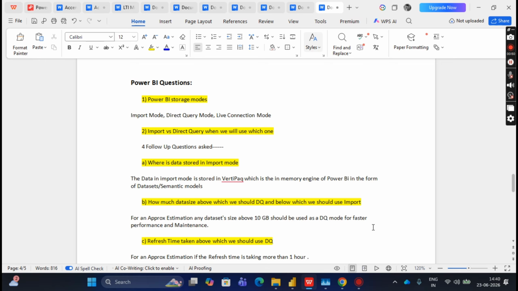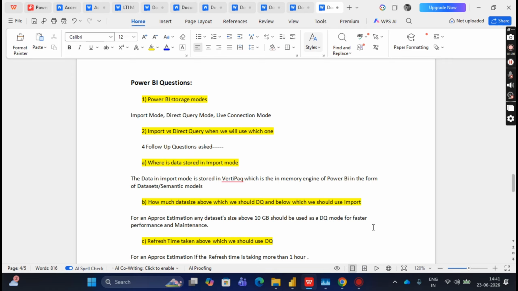We'll also go for import when we want complex data modeling, when we want to connect to data from multiple data sources and perform complex data modeling, then we will go for import mode. So these are the two important points you should give. Then another point you should give is that if the refresh time is taking more than 1 hour, then we would go for direct query mode. So in import mode, if the refresh time is taking more than 1 hour, then we would go to direct query mode.